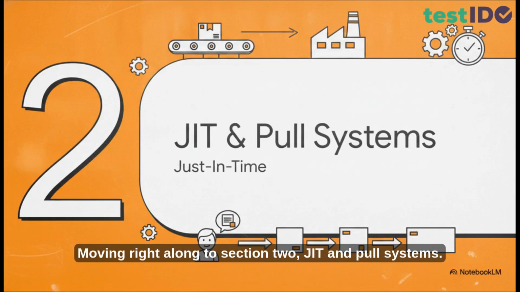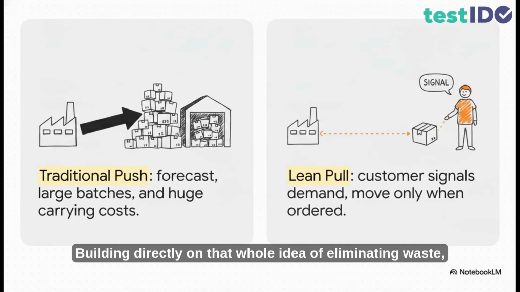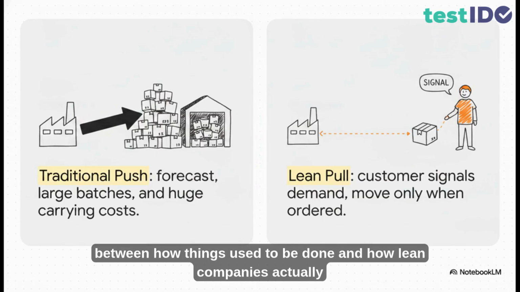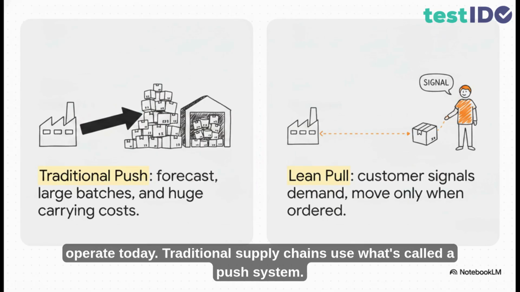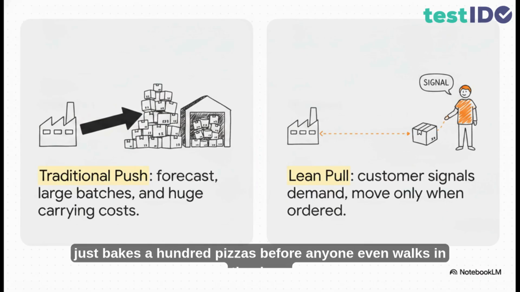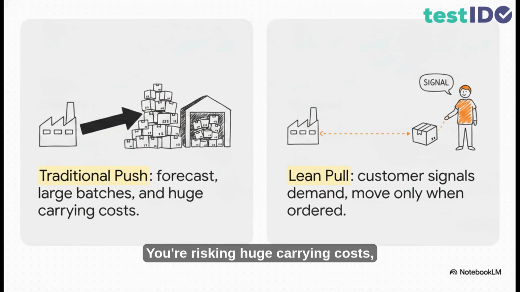Moving right along to Section 2, JIT and pull systems. Building directly on that idea of eliminating waste, let's talk about the undisputed heavyweight champion of lean, and that is just-in-time, or JIT for short, and the pull system it relies on. There's a stark contrast between how things used to be done and how lean companies operate today. Traditional supply chains use what's called a push system. Think of it like a cafeteria that bakes 100 pizzas before anyone even walks in the door. You're risking huge carrying costs, you've got cash tied up in unsold goods, and you end up with cold, obsolete inventory.